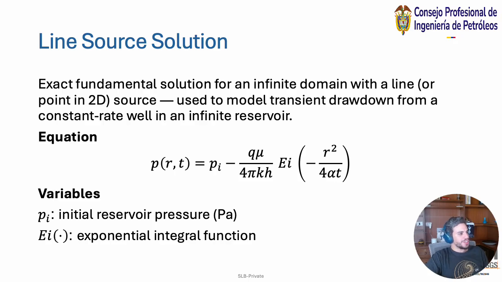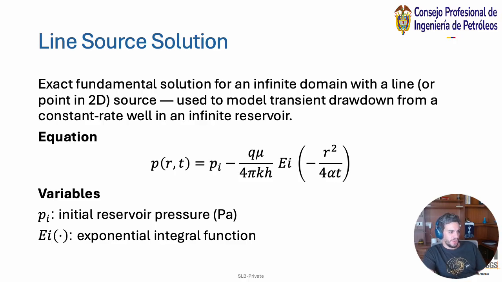So the line source solution is basically a fundamental solution for an infinite domain with a line or a point in 2D space source, and it's used to model the transient drawdown from a constant rate well in an infinite reservoir. So it is the exact analytical solution to the radial diffusivity equation for an infinite reservoir and a constant rate well starting at time 0. So it becomes really the foundation, or the backbone, you can say, for well testing analysis, right?